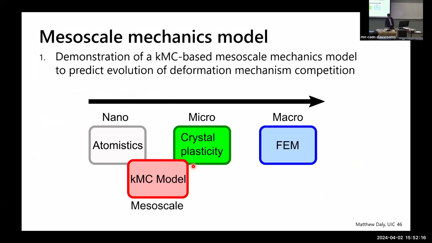So I've got a couple conclusion slides here, but I can refer to those if there are any questions, or maybe very briefly, this part of the talk, what have we shown? This KMC-based scale mechanics model operates in the space between atomistics and crystal plasticity. Hopefully this will be adopted by the community because frankly, I don't have the bandwidth to solve all the problems here. And it would be maybe a bit arrogant to think I could.